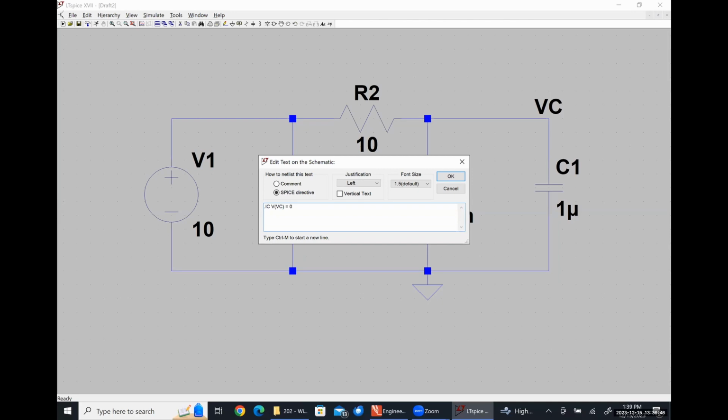because it was 0 volts. And then I'm going to press Control M to give me a second line. And now I'm going to put in the initial condition on my inductor current. So that's going to look like .ic I, open parentheses, L1. So the current flowing through element L1 was equal to 0 at t equals 0.